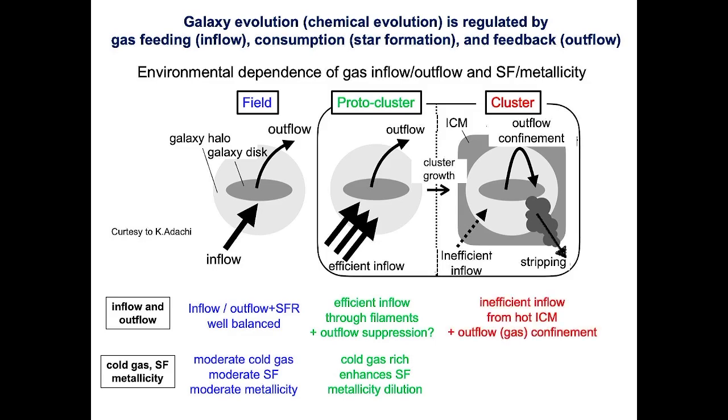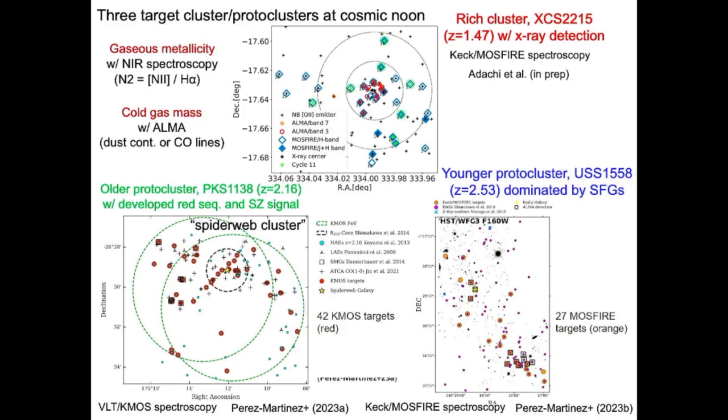However, as time goes on, the inflow becomes inefficient, and so you get the gas poor and suppressed star formation. And also, the theory predicts the confinement of the outflow due to the ICM pressure, and so you would end up with higher metallicity. Those are the working hypotheses, okay? And so what we are trying to do is to observe those three protoclusters at the cosmic noon, ranging from redshift 1.5 to 2.5.